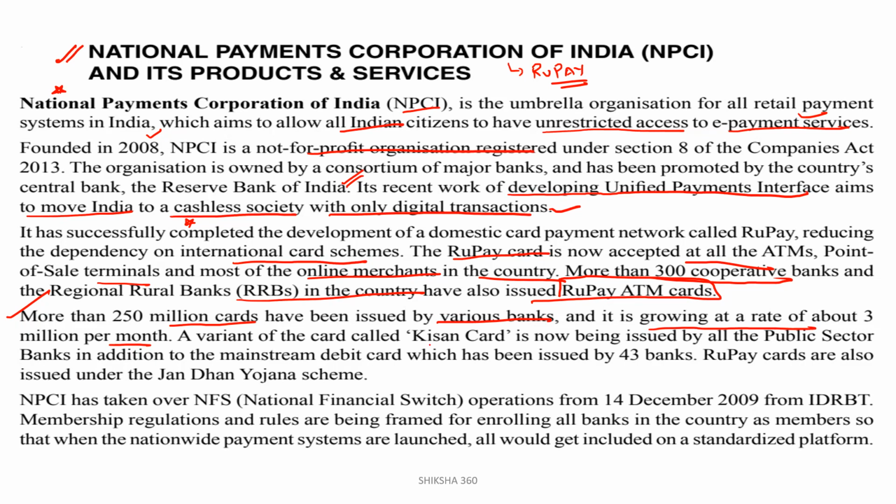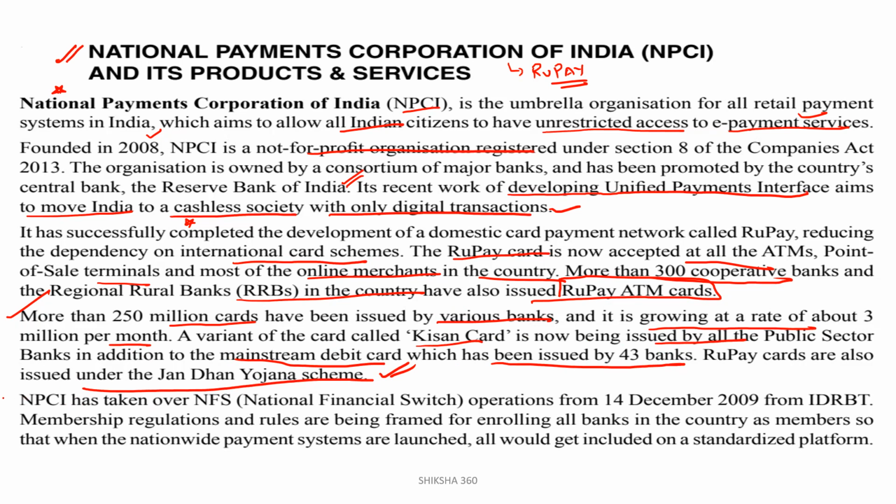A variant of the card, the Kisan card, is now being issued by all the public sector banks, in addition to the mainstream debit card, which has been issued by 43 banks. RuPay cards are also issued under the Jan Dhan Yojana scheme. Clear?